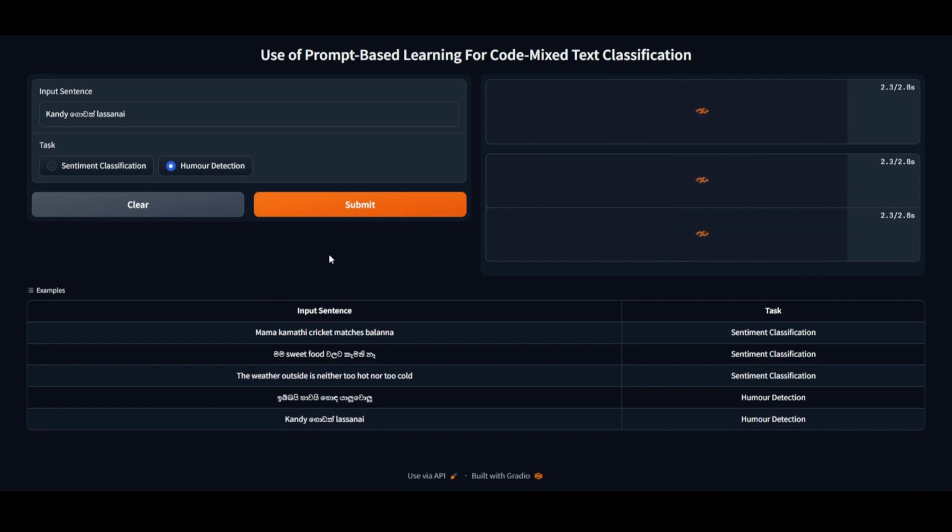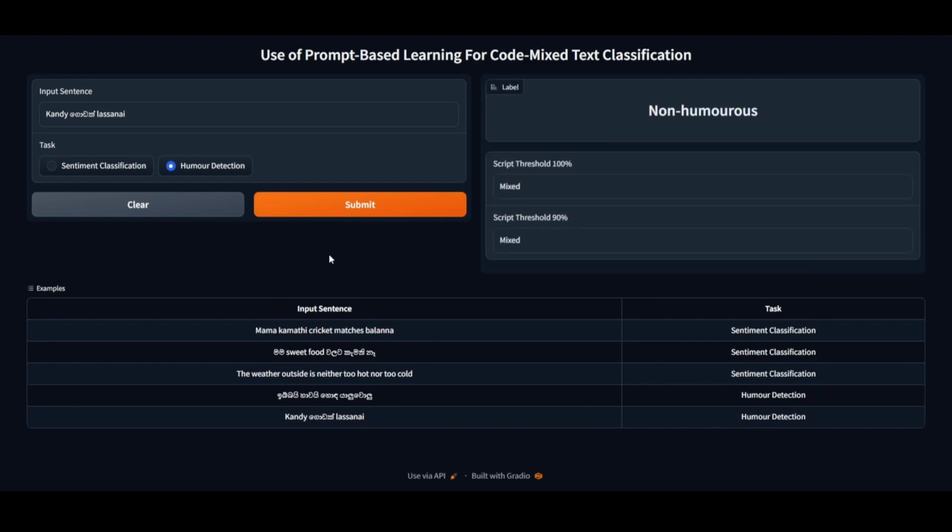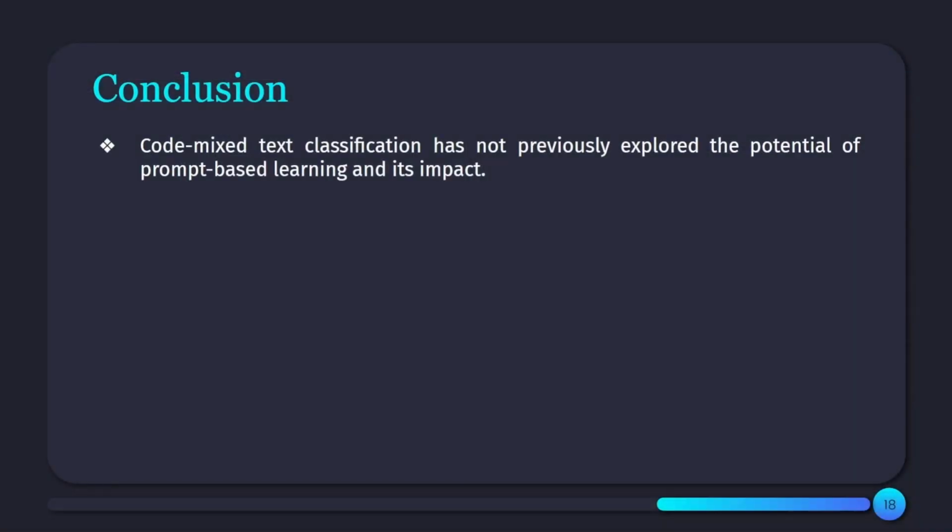The meaning of the last sentence is, Candy is very beautiful. The model identified this sentence as non-humorous. As it contains characters in both English and Sinhala, the script is identified as mixed.